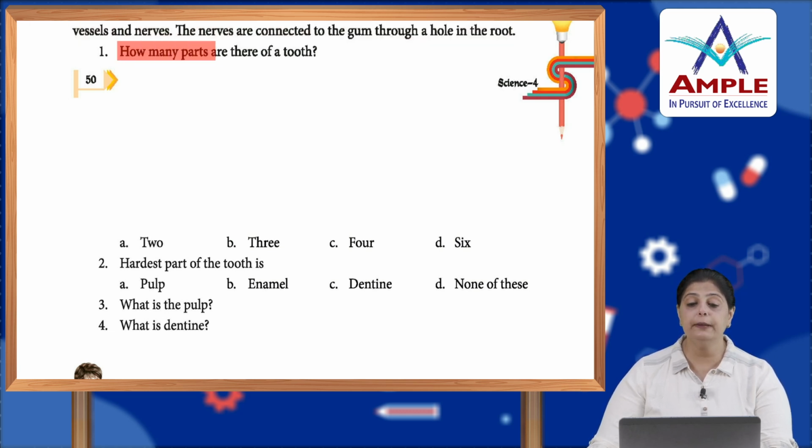Now, how many parts are there of a tooth? There are 3 parts. Hardest part of the tooth is the enamel. What is the pulp? Pulp is the soft part, which has a rich supply of blood vessels and nerves. Then what is dentin? Dentin is the part which is the main supporting structure of the tooth.